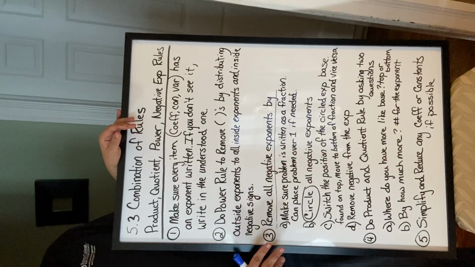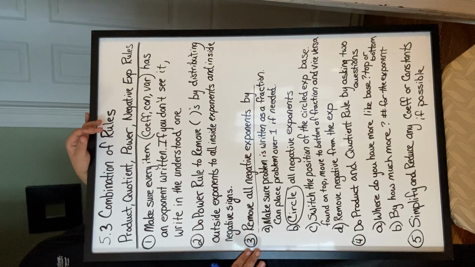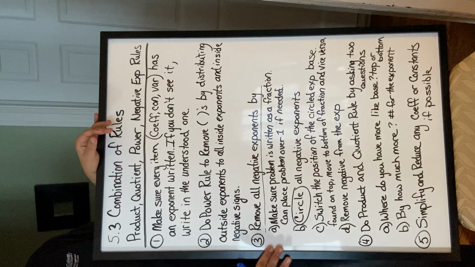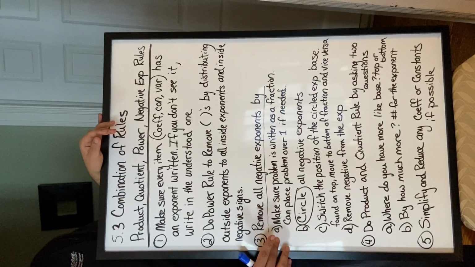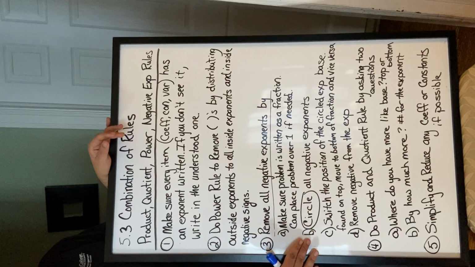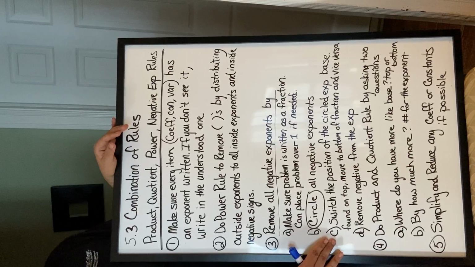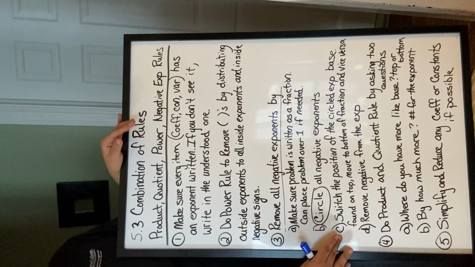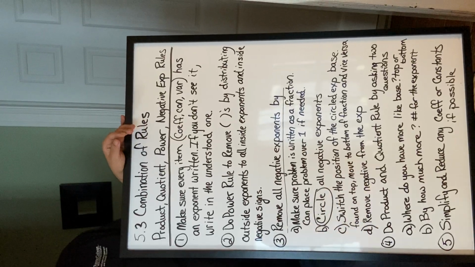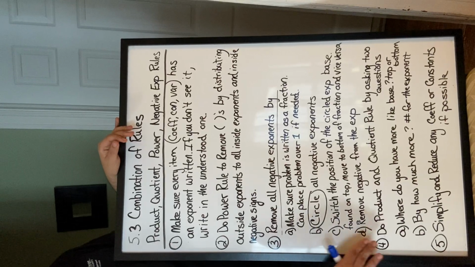Third step. Now, because we're dealing with negative exponents, we're going to add the steps about removing negative exponents. We just talked about this in our previous video. Remember, make sure the problem is written as a fraction, circle all negative exponents, switch the position of the circled exponent's base. If it was found on top, you move it to the bottom and vice versa. And then just remove the negative from the exponent. So now we don't have any more negative exponents.